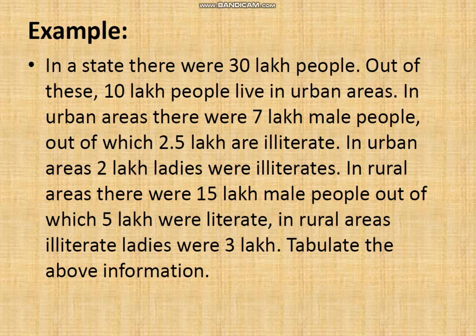Next, let us look at another example here. In a state, there were 30 lakh people. Out of these, 10 lakh people live in urban areas. In urban areas, there were 7 lakh male people, out of which 2.5 lakh are illiterate. In urban areas, 2 lakh ladies were illiterate. In the rural areas, there are 15 lakh male people, out of which 5 lakh were literate. And in rural areas, the illiterate ladies were 3 lakh. Tabulate the above information.